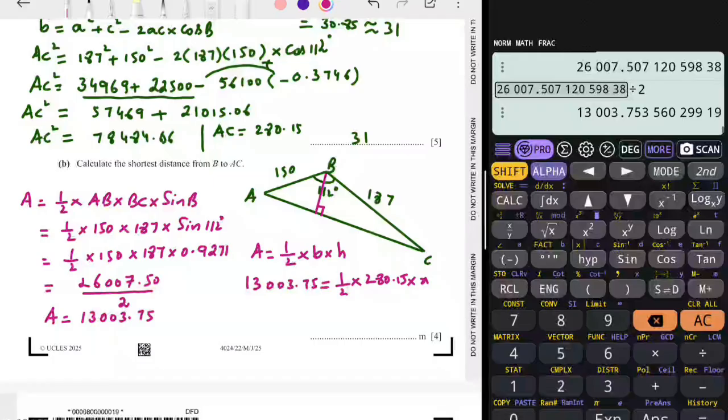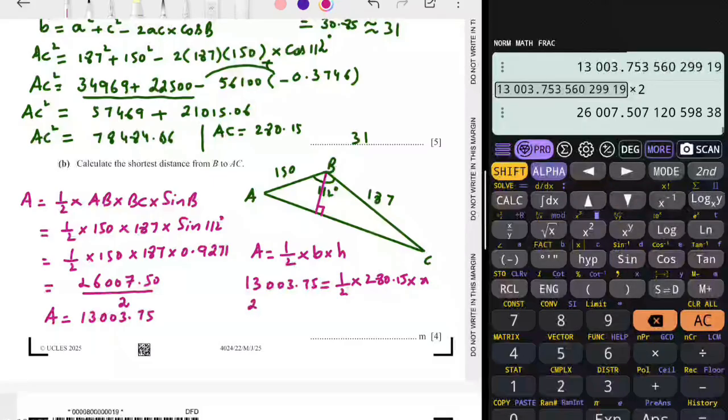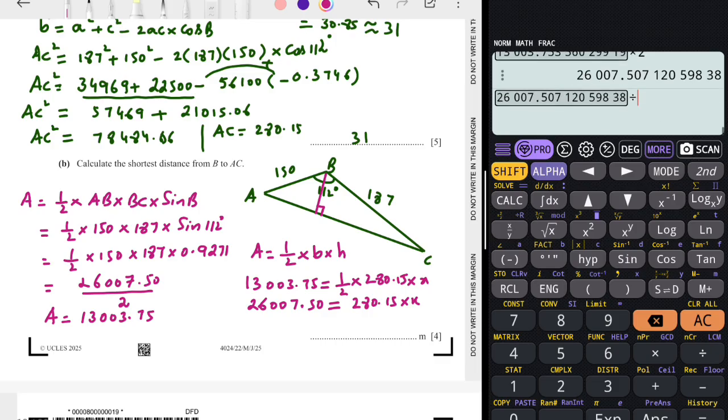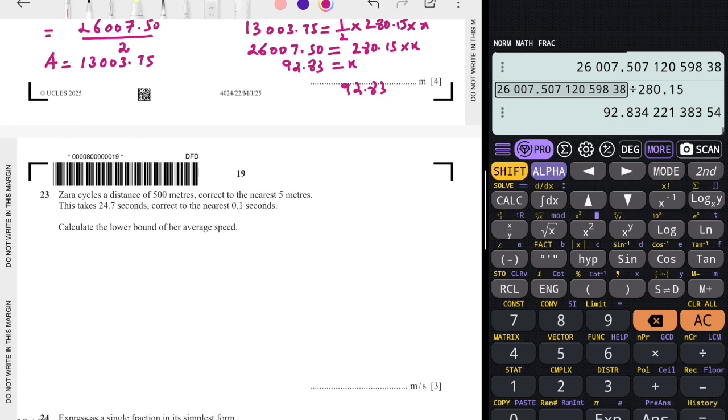So we take the 2 to the other side, and it will be 26007.50 is equal to 280.15 times x. We divide this value by 280.15, so it will be 92.83. This would be the final answer. Next question.